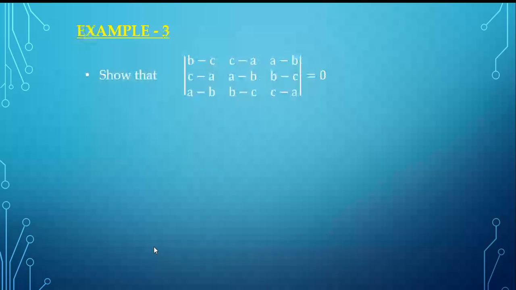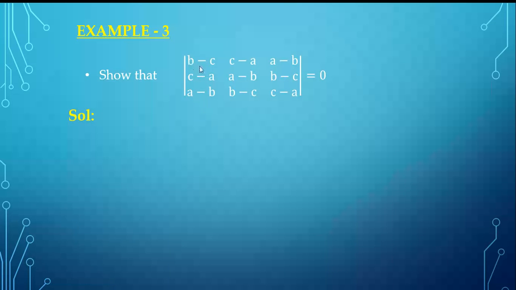Clear? Now let's take another example. Here we have to show that the value of this determinant is equal to 0. So how can we show this? Here you can see this is our first row, B minus C, the second row is C minus A, and the third row is A minus B.